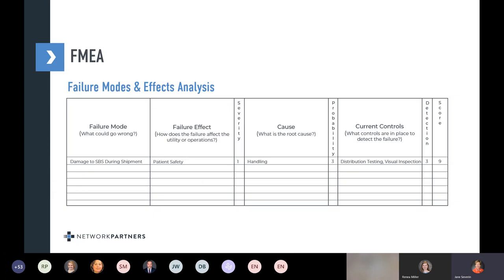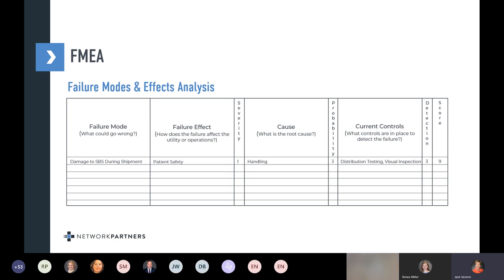This is an outline for an FMEA. There's many, many ways to do an FMEA and many, many ways to do a risk assessment. To highlight one line in particular, it's populated with the failure mode being damage to the SBS during shipment. The effect possibly being harm to the patient, and the cause, handling, as we discussed before. You rank the severity, probability of occurrence, and ability to detect, and multiply to obtain a score. And again, there's many ways to do this.